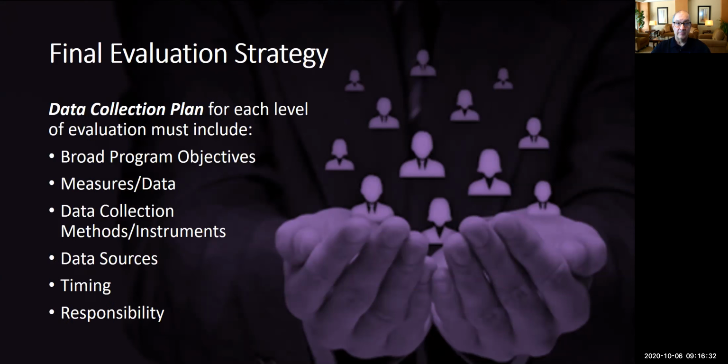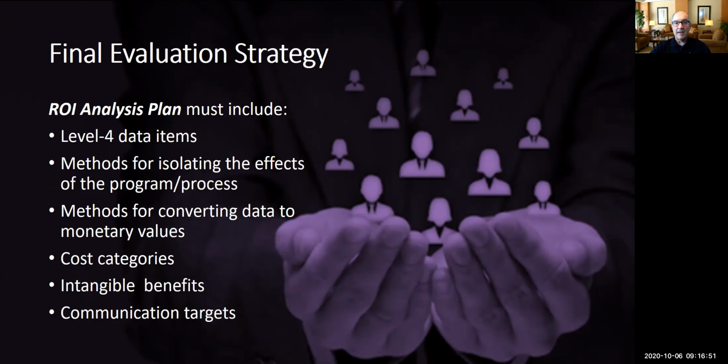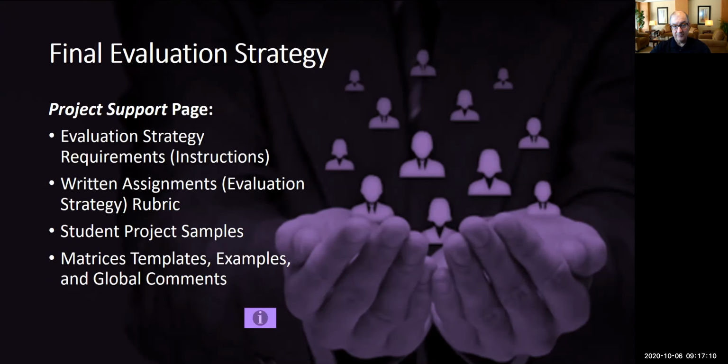A data collection plan for each level of evaluation, and it must include broad program objectives, measures, data collection methods and instruments, data sources, timing, and responsibility. ROI analysis plan must include level 4 data items that you're going to analyze, methods for isolating the effects of the program or process, methods for converting data to monetary values, cost categories, intangible benefits, and communication targets.